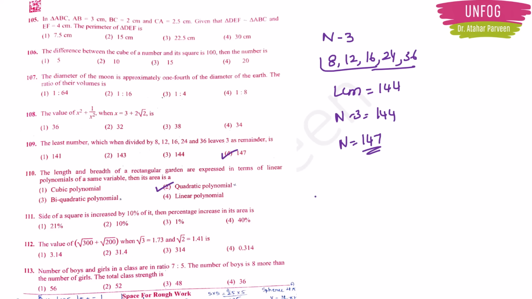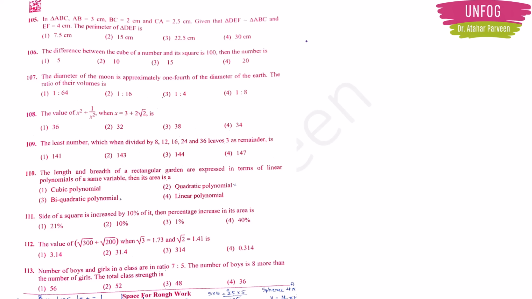But still, if you want example, you can take length as some ax plus b, which is a linear polynomial, and breadth as some cx plus d, which is a linear polynomial. Then multiply those two, because length into breadth will give you the area, right? So that is the question. So you will get a quadratic polynomial. Okay. Next, question number 111.